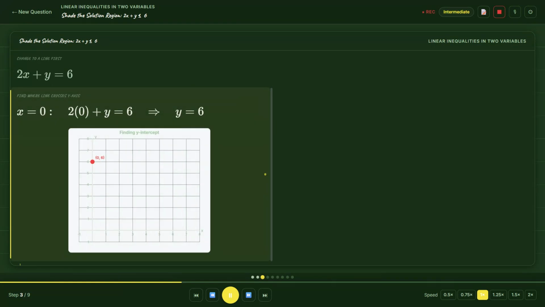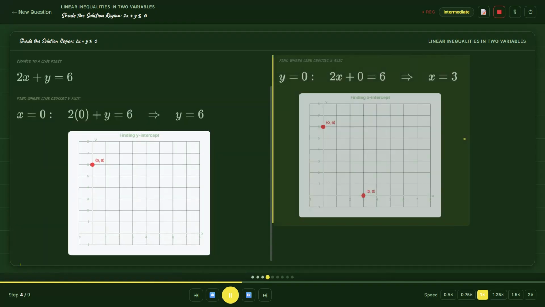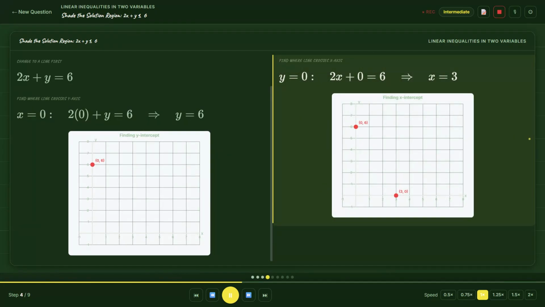Let's put x equals 0 into our equation. We get y equals 6. So our line goes through the point 0, 6 on the y-axis. Now let's put y equals 0. We get 2x equals 6, so x equals 3. Our line also goes through the point 3, 0 on the x-axis.